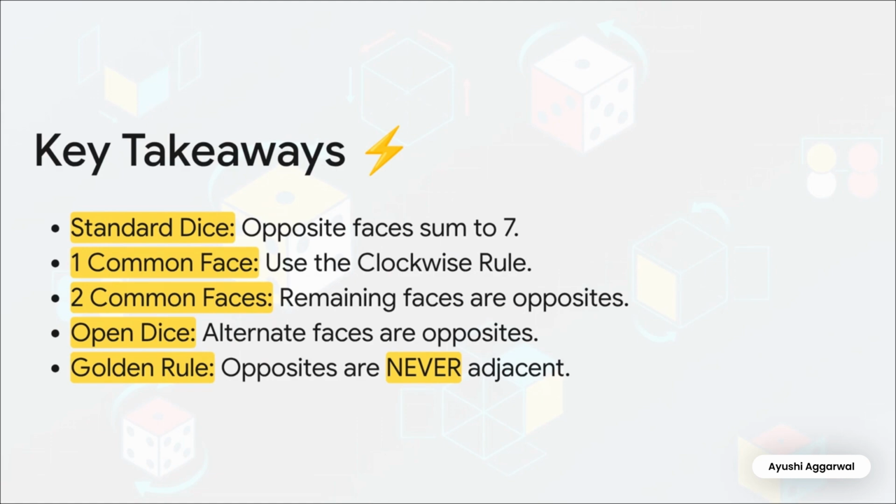Standard dice, opposites add up to 7. 1 common face, use the clockwise rule. 2 common faces, the remaining ones are opposites. Open dice, it's all about the alternate rule. And the golden rule for everything, opposites are never adjacent. Just remember these, and you'll be able to solve any question that comes your way.